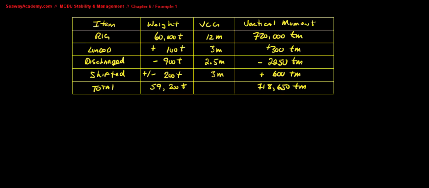Now they're asking us to calculate the KG of the vessel, so the formula for your KG is the vertical moment divided by your total weight.